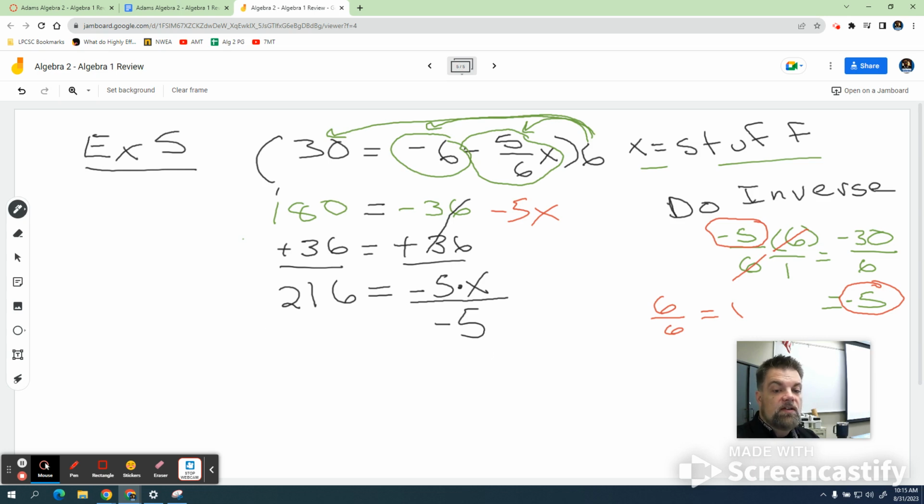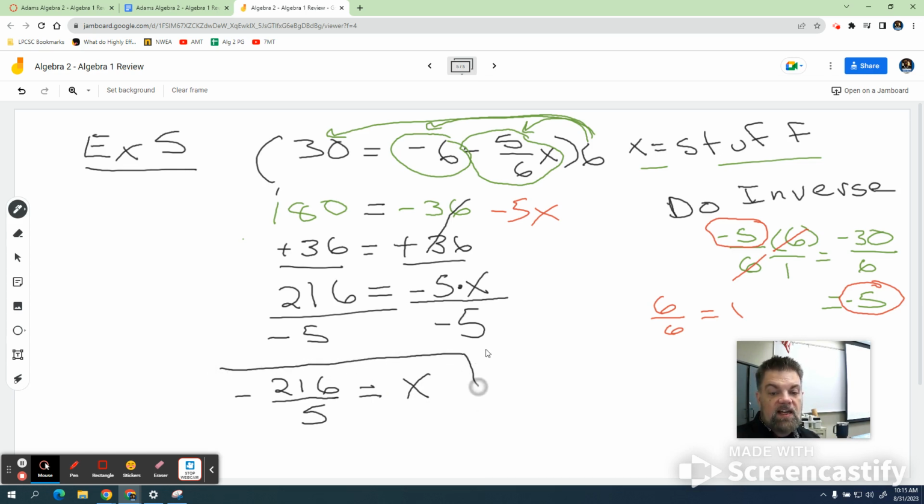Don't forget it. Whatever you do on one side, you got to do on the other. Now, you can't really reduce this fraction because 5 only divides evenly into numbers whose last digit is a 0 or a 5. And since the last digit of this number is 6, it doesn't divide evenly into it. So as weird as the answer looks, it's right.